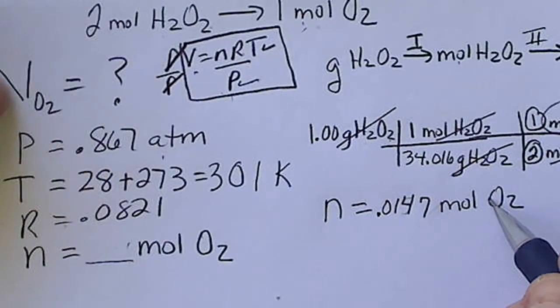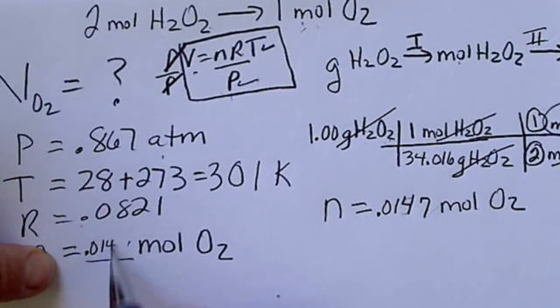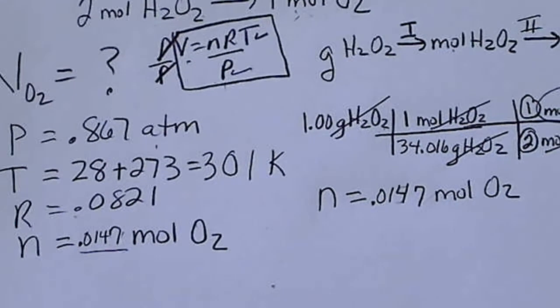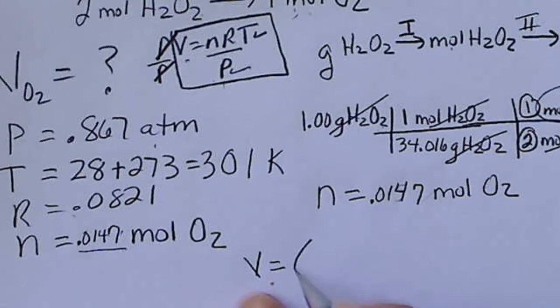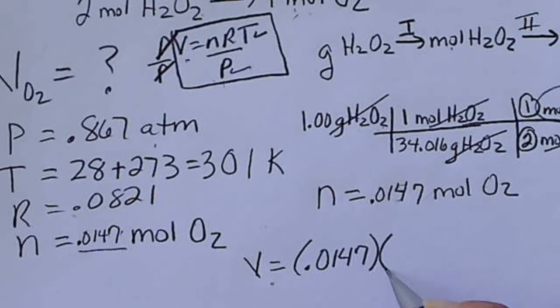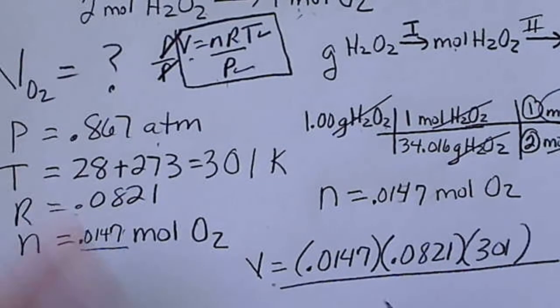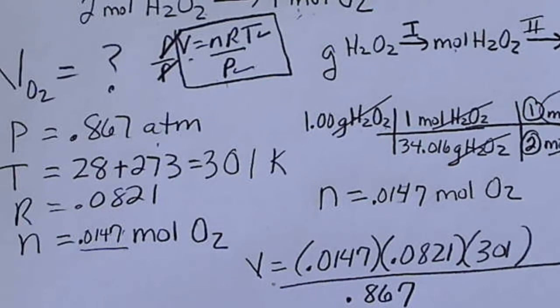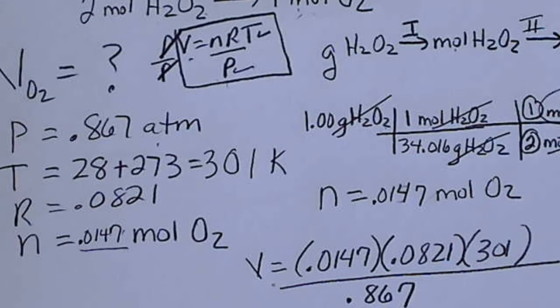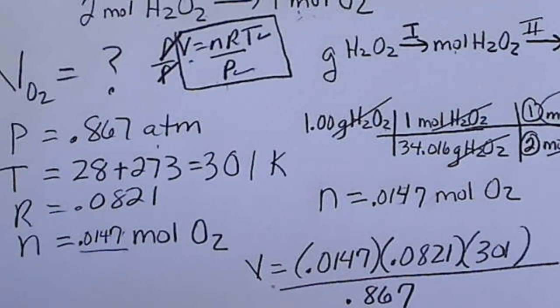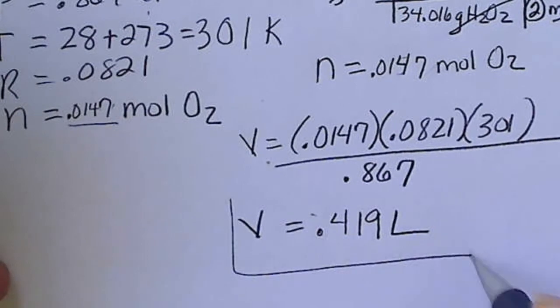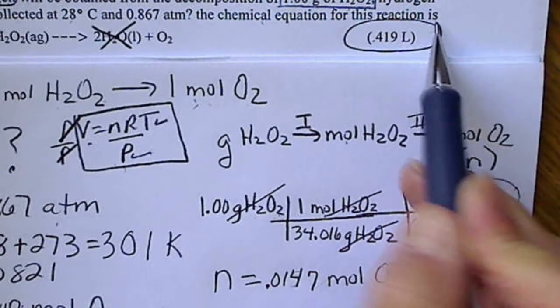And now we're going to plug that in because this was the missing number here, 0.0147. Now when I solve this equation, that says the volume equals n, this number, 0.0147, times R, 0.0821, T is 301, and we're going to divide it by P. So the P was already given in the correct unit. So when we do this, 0.0821 times 301 divided by 0.867, and I get 0.419 liters. So the volume of the gas would be 0.419 liters, and if we check that with the answer, that's what we get there.